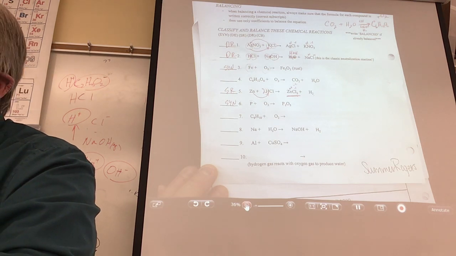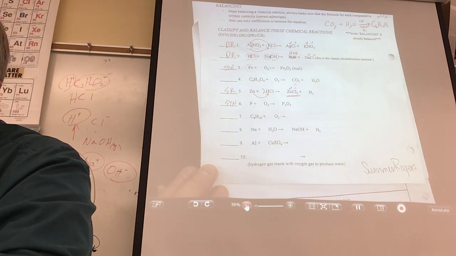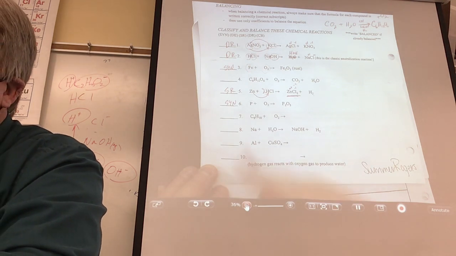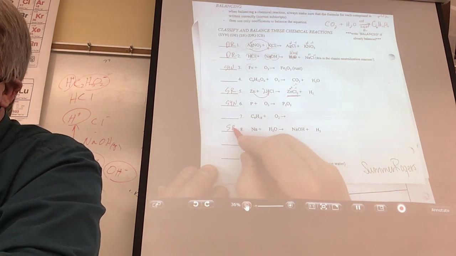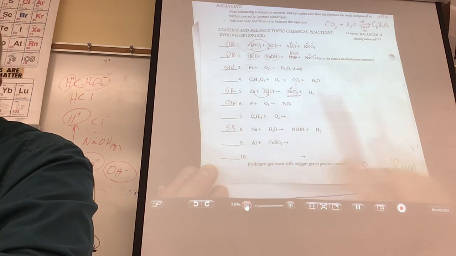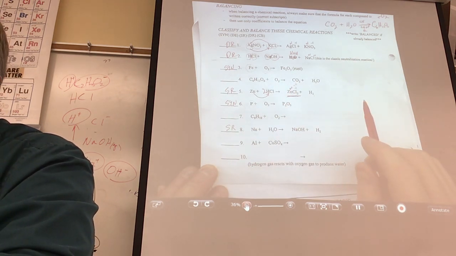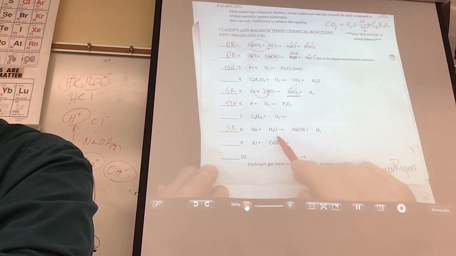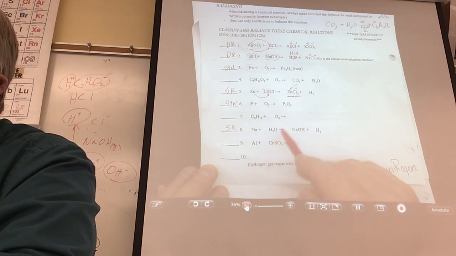Let's try it. Aurora, would that be single replacement? Say it again. Single replacement? You're right. Now, how did you do that? Because it doesn't look exactly like that. How'd you know that? I just said that sodium was A, and then hydrogen and oxygen were B and C. Okay. And sludge is salt. Okay, so watch right here.